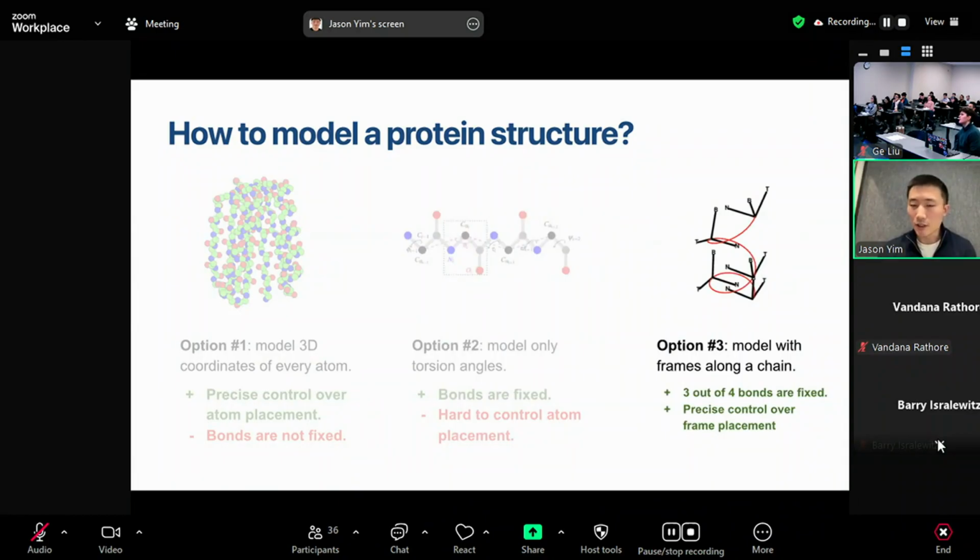So you had less control. And then there's a third option, which back then we decided to go with, which was to model with these frames along the chain. I'll go into more detail of what this means exactly, but you can imagine this is something in between option 1 and 2. You have this precise control over where the atoms go, but you can also use physical intuition and keep some of the bonds fixed throughout.